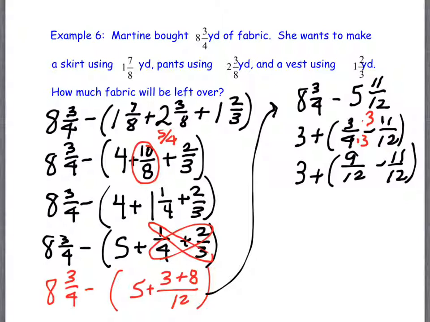But what is it if you were to subtract? What is 9/12 minus 11/12? Okay, it's negative 2/12, which would reduce to negative 1/6, right? So this is 3 plus negative 2/12, or negative 1/6. How in the world am I going to combine 3 and then the negative 1/6?